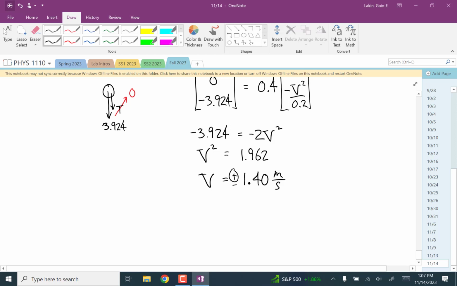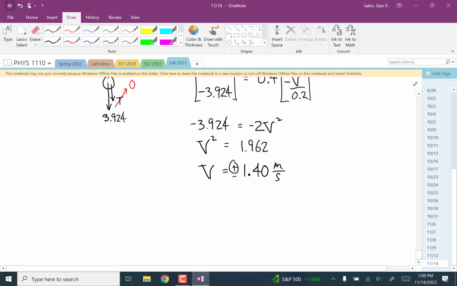Okay, so that's the slowest this can be moving at the top of the circle to maintain its circular path. If it goes any slower, it's going to fall out of the circular path. We didn't use any mechanical energy on that first part. But now we're to the second part, and we're going to use mechanical energy to figure out, if it's going this fast at the top, how fast is it going at the bottom of the circle?